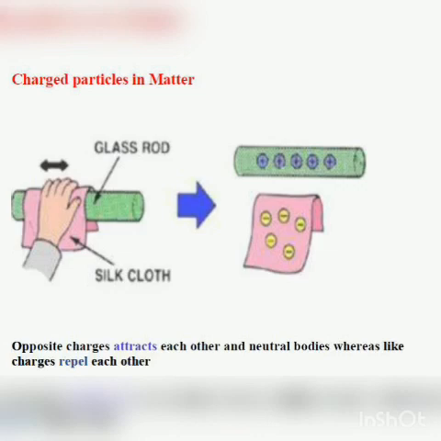Now, there is one activity here. Please see in the picture. Refer to your PDF files also, students. Now, this is a glass rod, a rod made up of glass. A wooden rod is a rod made up of wood. Now, this is a glass rod and there is one silk cloth.